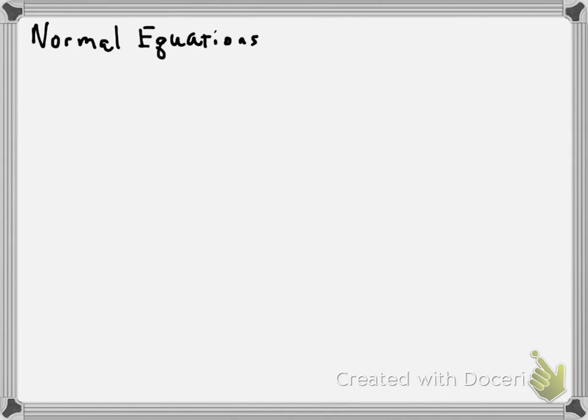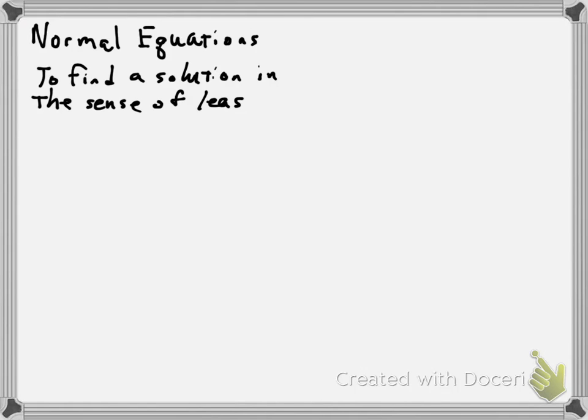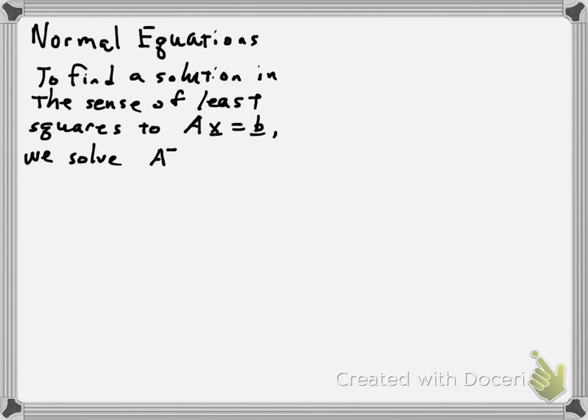Okay. So the normal equations are, let me first write, to find a solution in the sense of least squares to our linear system of the form Ax equals b, we solve the normal equations, which are A transpose A x equals A transpose b. These are the normal equations.